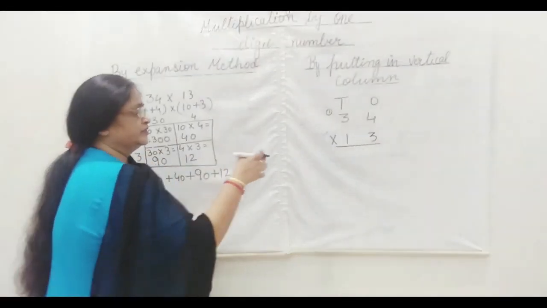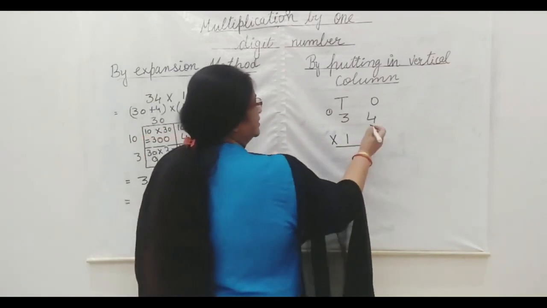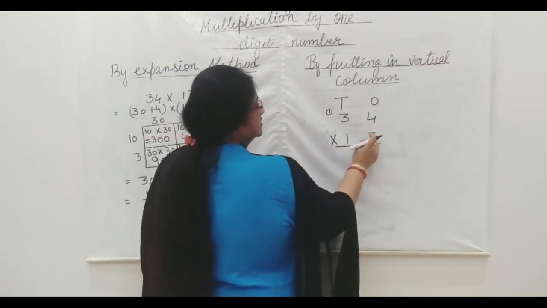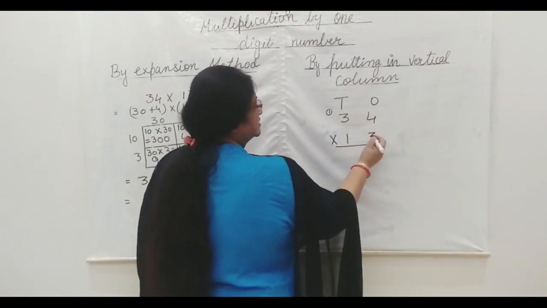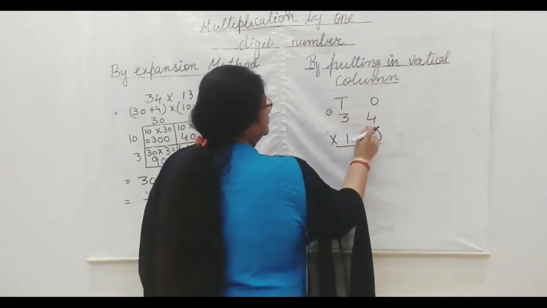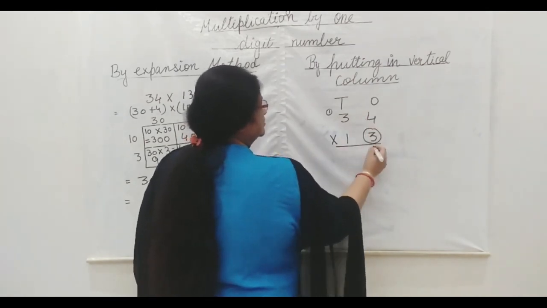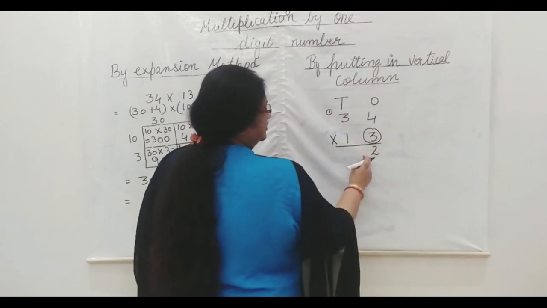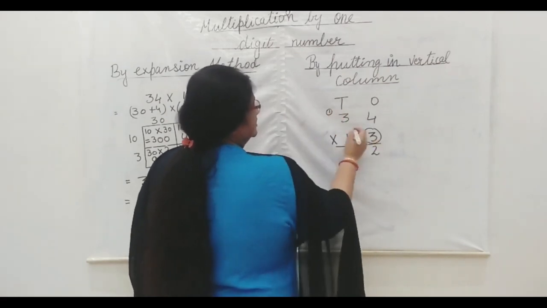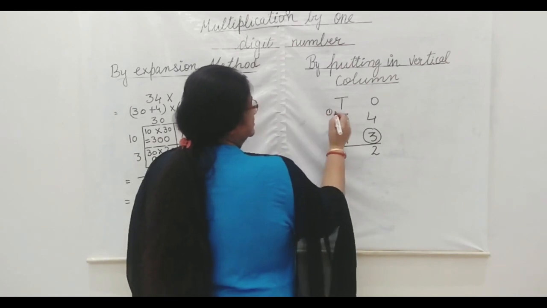Now another, by putting it in the column, let's see here. First of all, we will multiply this number with both the numbers. Let's do it. 4 3s are 12. We cannot write 12 altogether. We carry 1. Then 3 3s are 9. 1 carry 10.